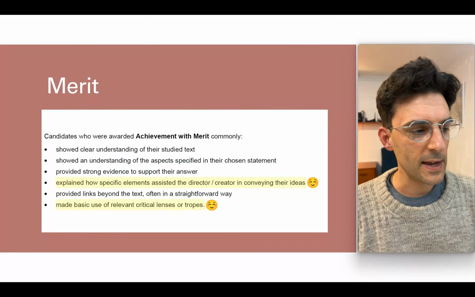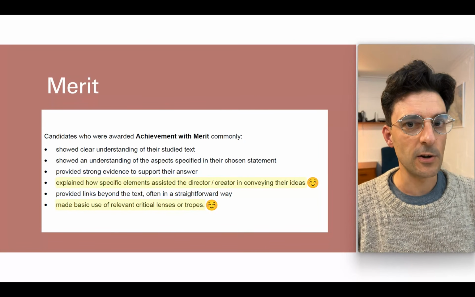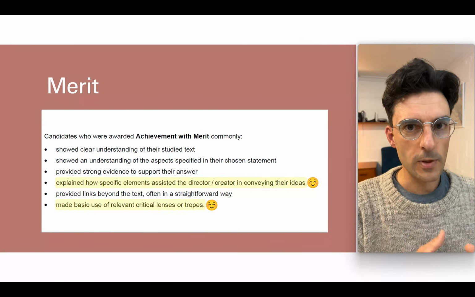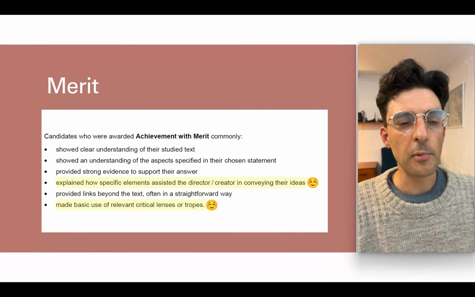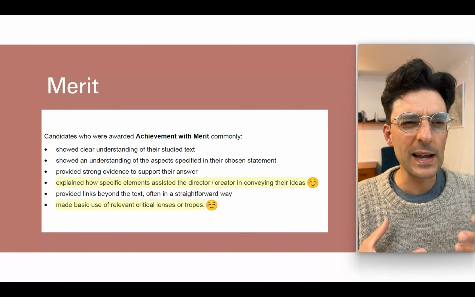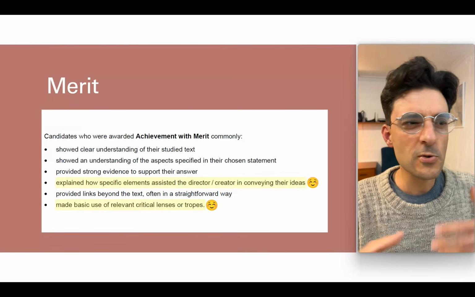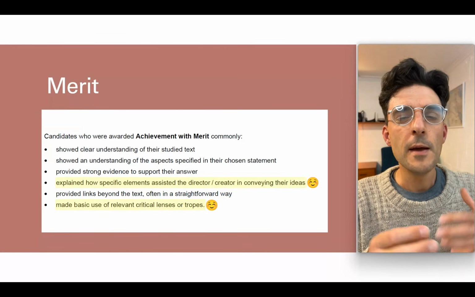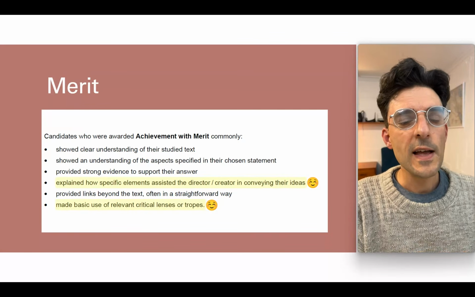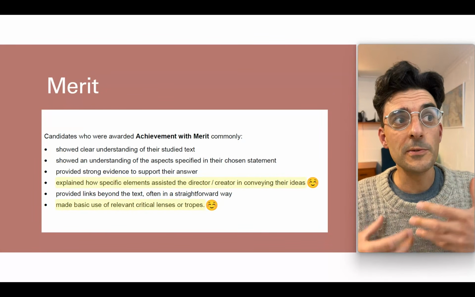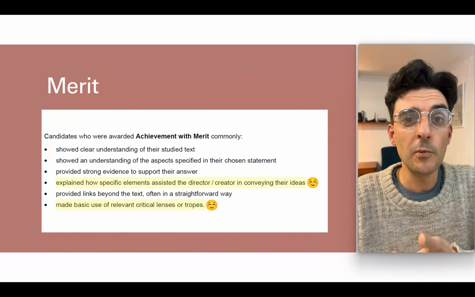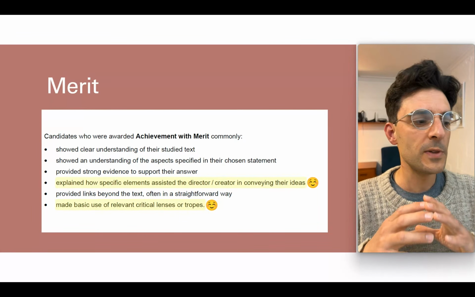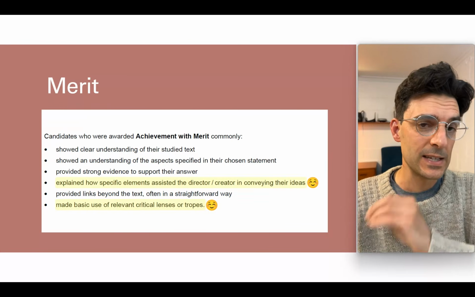So what do merit candidates do? They show a clear understanding of the studied text. You know the text, you understand it well. There's no kind of question marks popping up in the essay about, do you actually know this film? Have you watched this film? Because you're getting details right and you're able to back up your discussion with evidence that shows you've engaged with the text and possibly even watched it multiple times. So there's some decent, clear understanding there.